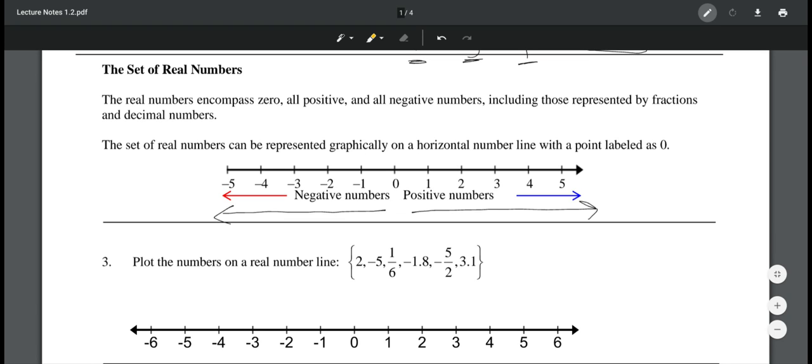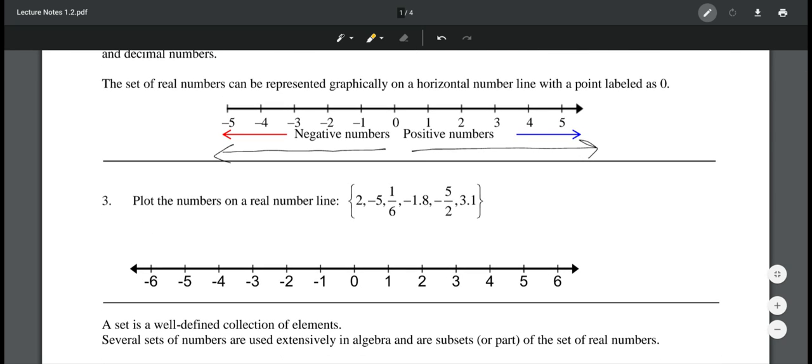So we're going to take number 3 and we're going to plot these numbers in the appropriate spots just by simply drawing a dot on them on the number line provided. So 2, we'll put a dot right here on 2. -5 is to the left of 0. 1/6 falls between 0 and 1. So 1/6 is about right here. That would be 1/6.